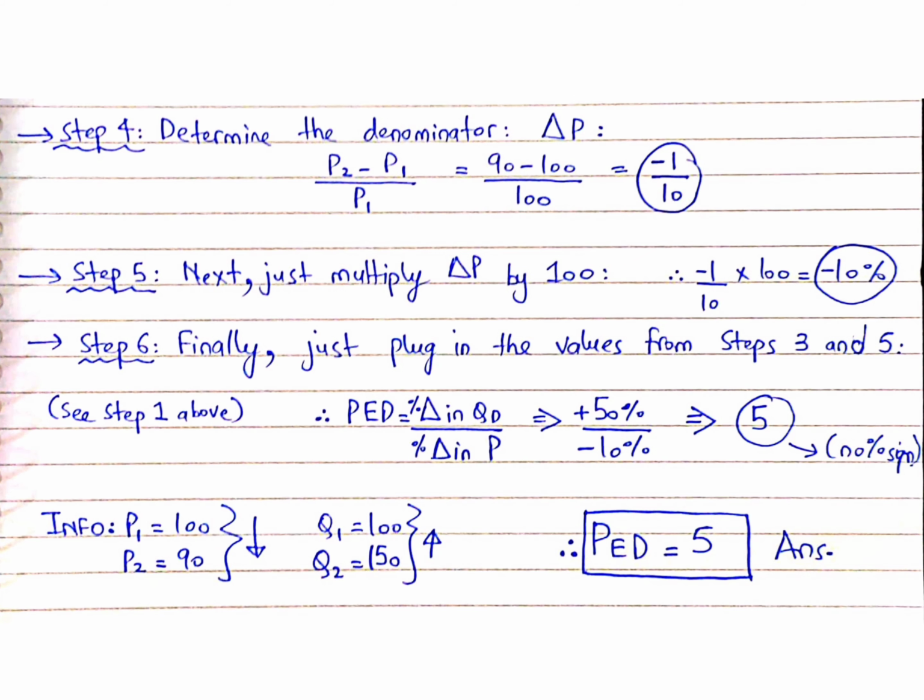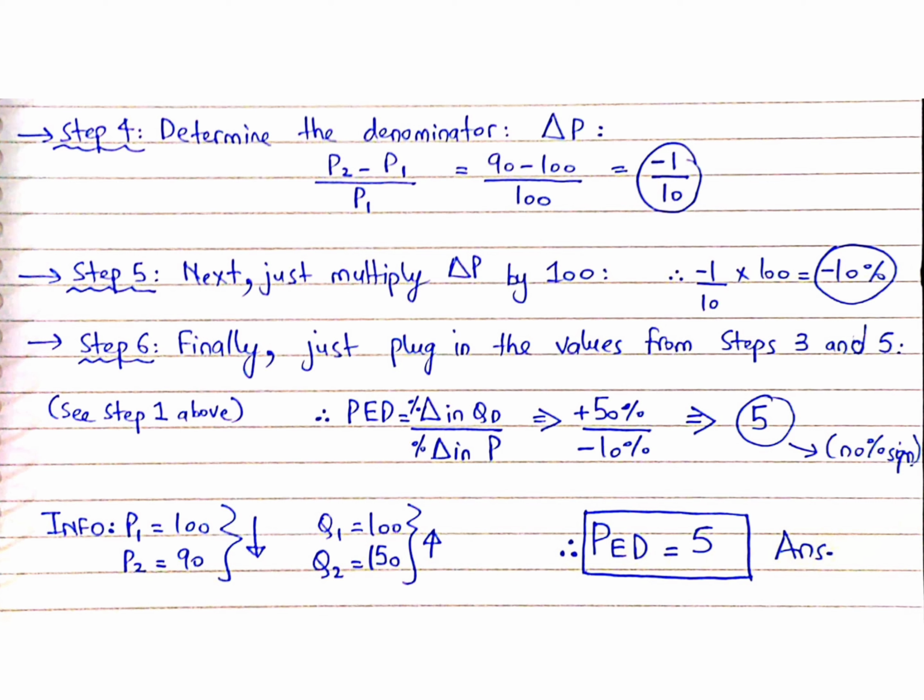So next, we follow the same steps, that is step number 2 and 3 were for calculating the percentage change in quantity demanded, which helped us figure out the numerator part of the formula. And now we're going to figure out the denominator part of the formula, which requires us to calculate the percentage change in price. So in step 4, as you can see, you simply plug in P2 and P1 in the formula and you're going to get minus 1 over 10. And then in step 5, you just multiply this answer by 100 in order to get the percentage change in price, which is here in this case minus 10%.